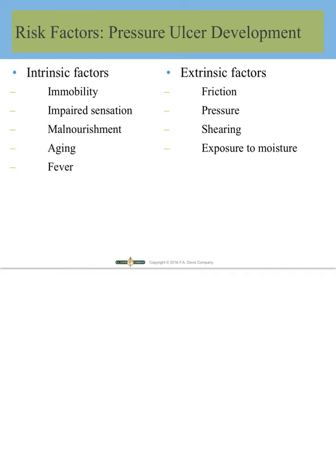In order to prevent them, we have to understand what the risk factors are for the development of pressure ulcers. There are certain intrinsic factors that alter skin and tissue integrity or oxygen delivery capabilities that decrease the amount of force required to create a pressure ulcer. Examples of this include patients who are immobile or who have impaired sensation, that can occur with spinal cord injuries, stroke, coma, diabetes. Poor nutrition is an intrinsic factor, edema, aging, low arteriolar pressure where we have poor tissue perfusion and fever.